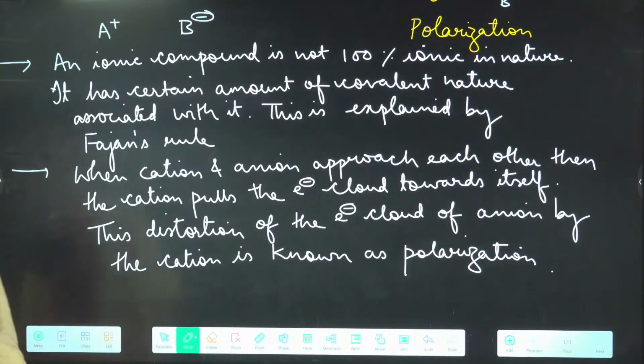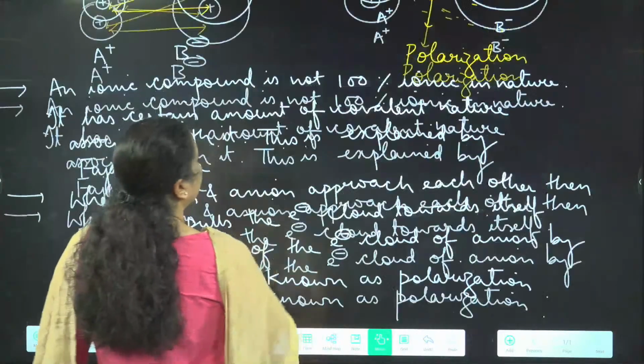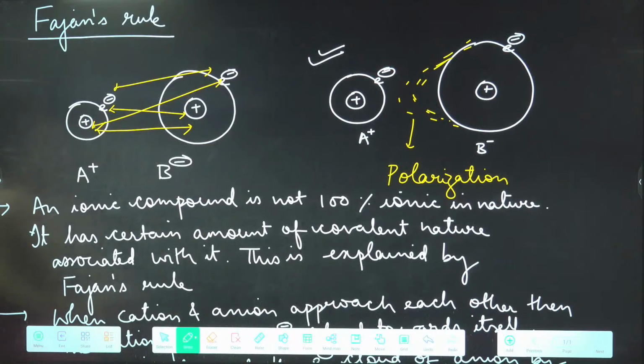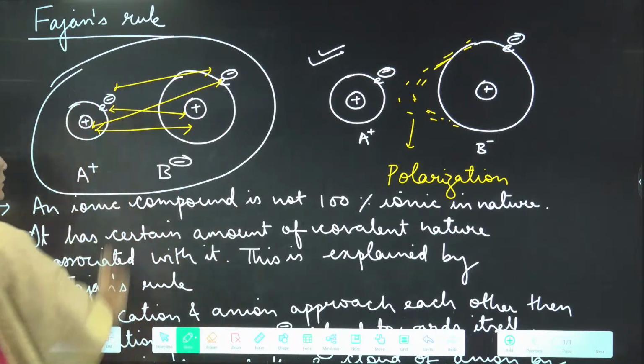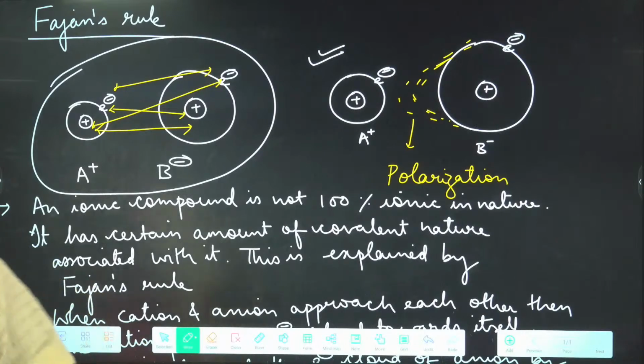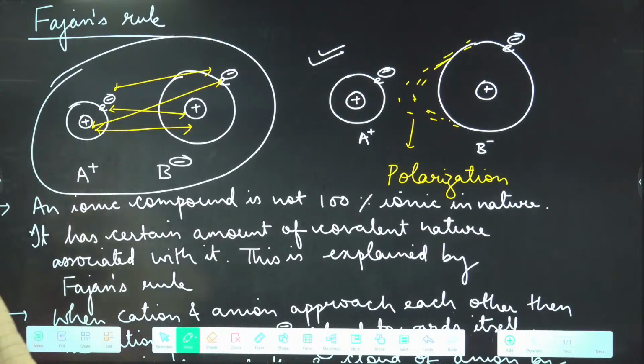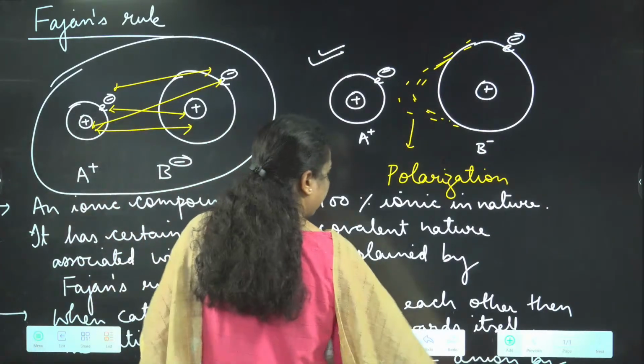Hopefully you people have written this. Okay. Below this only you can draw this particular diagram of polarization, the phenomena. Need not draw this diagram. This is only to tell you what are the interactions which may exist if the cation and anion are approaching each other. I hope it is done.